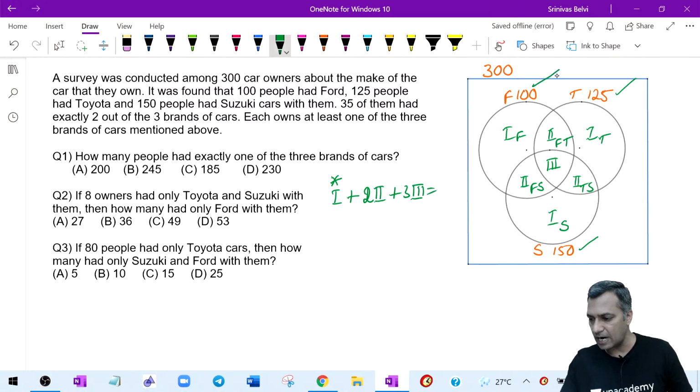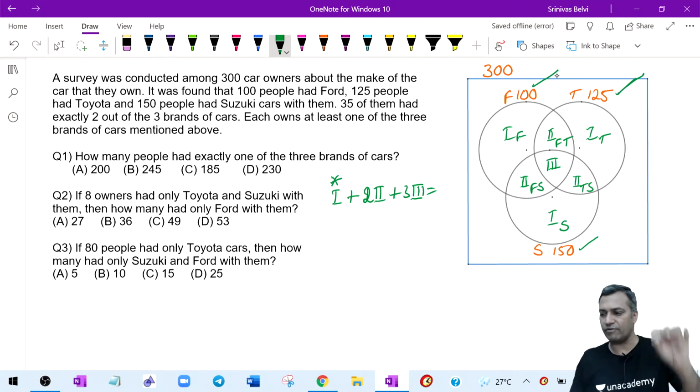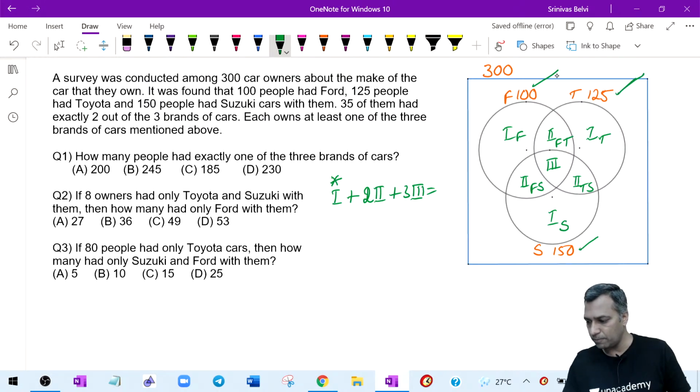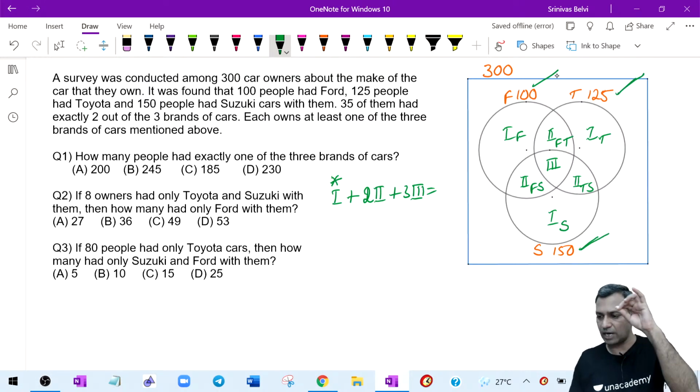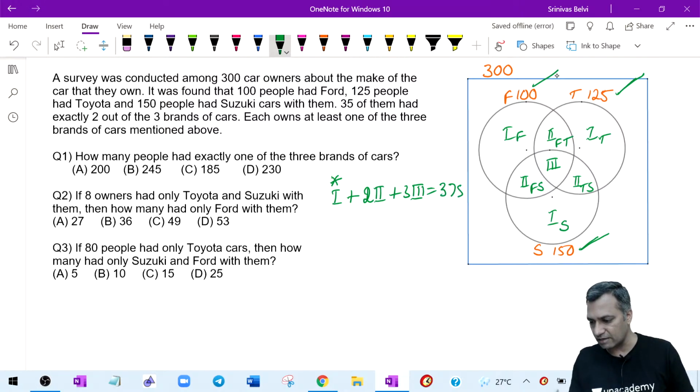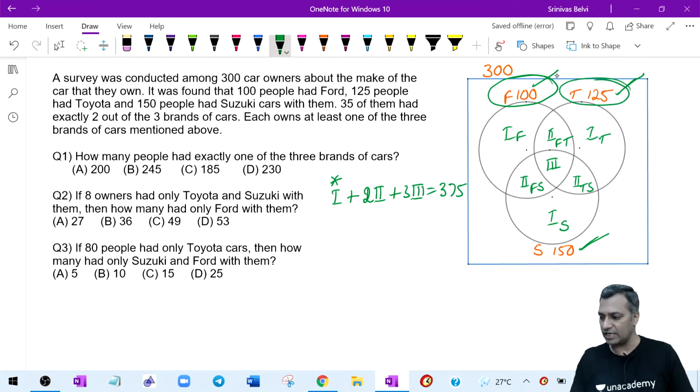Which numbers, man? 100 plus 125, which is 225, plus 150. Now I'm adding up all these three particular numbers, which becomes 375. Which numbers did I add? I added these support numbers. How did I get to know? I already explained the zonal theorem. 100 added to 125 added to 150, so together it has become 375, right?